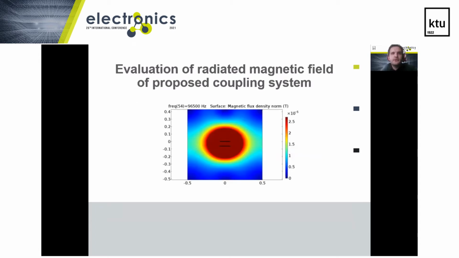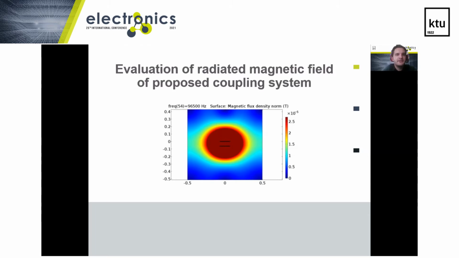With the use of the designed PEM console model, the evaluation of the magnetic radiated field according to standards was realized, and the operation was considered for nominal power 200 watts, while the distance between coupling coils was set to 50 millimeters.